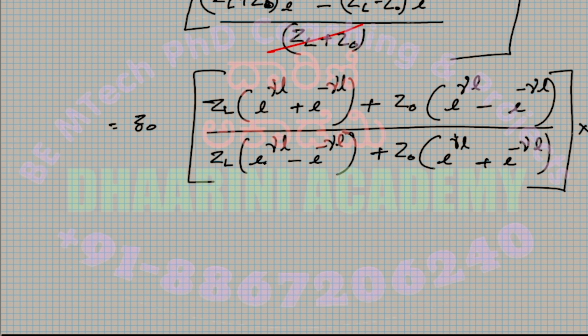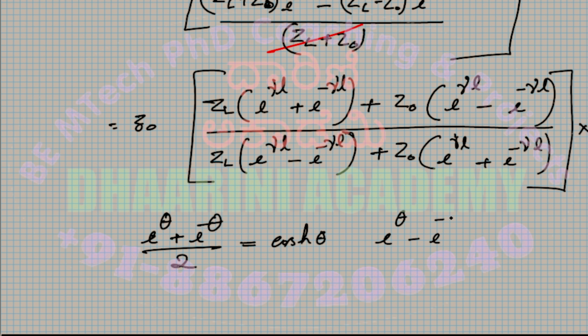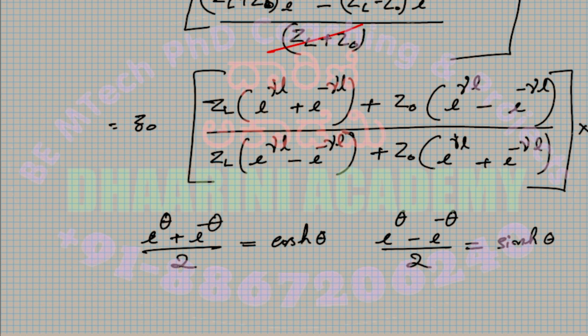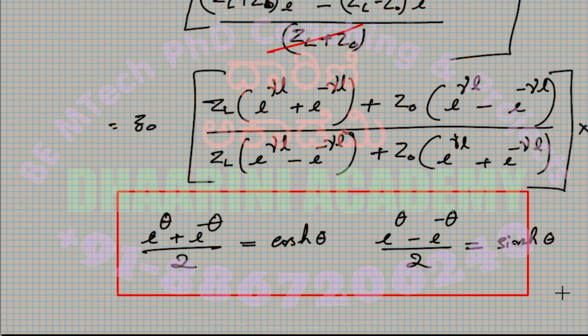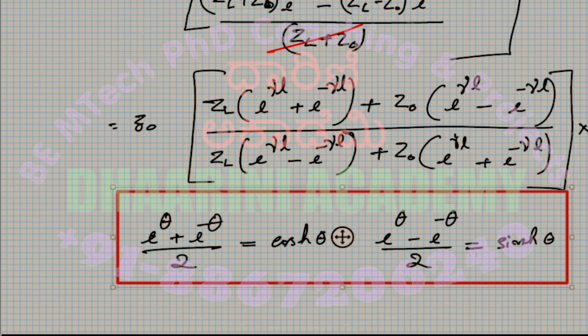Okay, so what I'm writing, I'll try to write here. This is the rule we are going to use now. If at all I see e to the power theta plus e to the power minus theta by 2, that is equal to cos hyperbolic of theta. Similarly, e to the theta minus e to the power minus theta by 2, if you see this term, you can write it equivalently as sine hyperbolic of theta. So we apply this particular rule in the above equation.